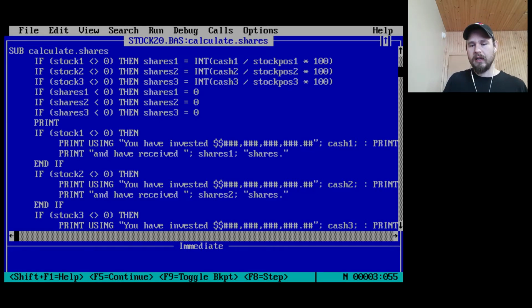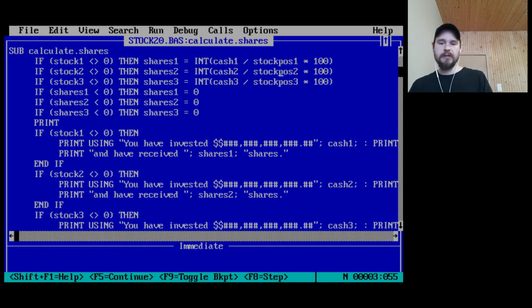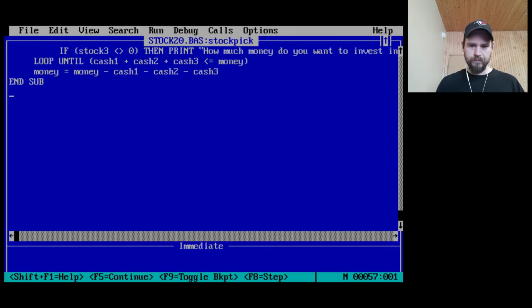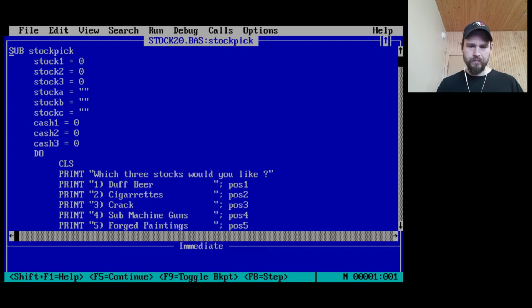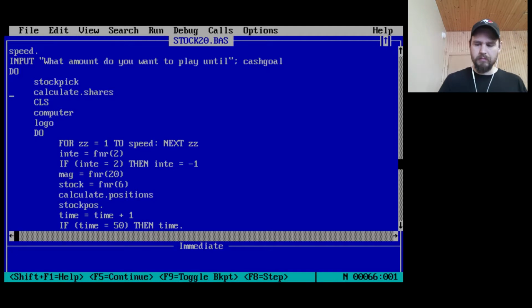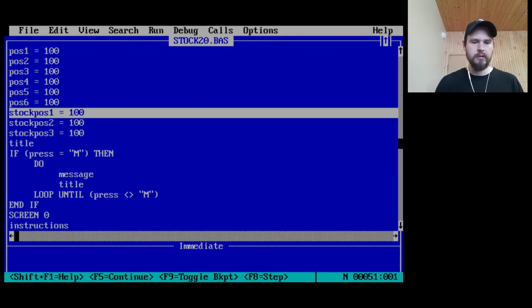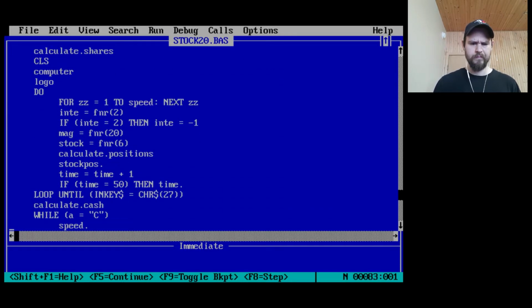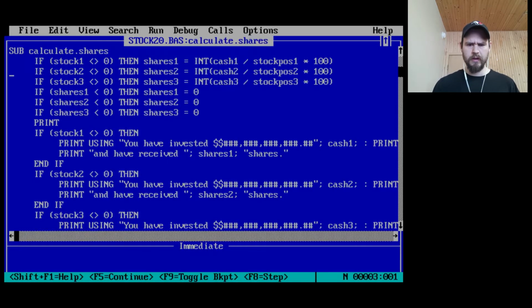Now, oh, this doesn't make sense. Where is stock pause 2 being calculated? Did I miss it? Scream at me if I missed it. Stock pause. Oh, wait a second. I remember. Up here, stock pause 1, 2, and 3, I've set all to 100. So at the beginning of the game, it works. But that really should get updated. Anyway, we'll keep on going.